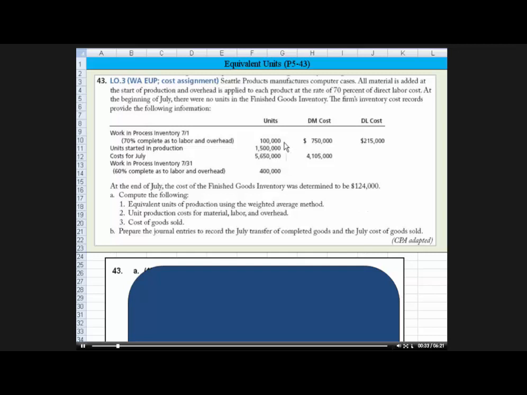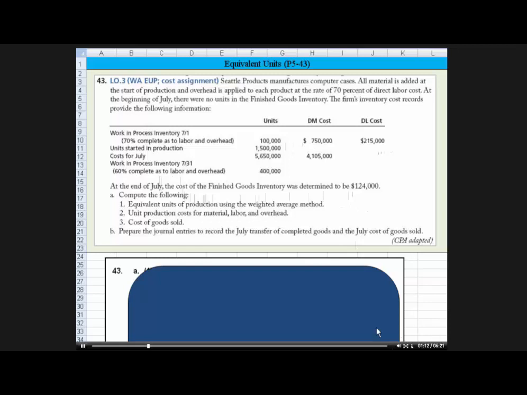How many units were in work in process, what the direct material cost was, what the direct labor cost was, how many units were started, what the costs were incurred in July, and work in process at the end, which were 60% complete with regard to conversion costs. Okay, at the end of July, the cost of finished goods was $124,000, and we're asked to compute the equivalent units of production using the weighted average method, and then the unit production cost for material, labor, and overhead, and cost of goods sold, and prepare the journal entries to transfer completed goods.